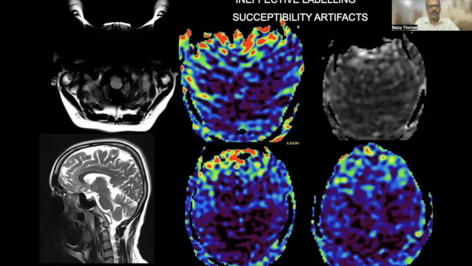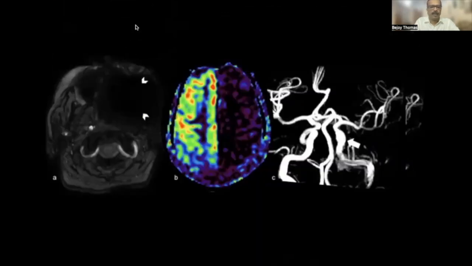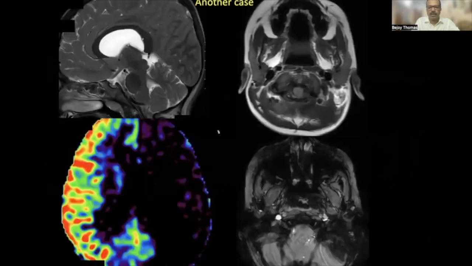And this is what is happening if there are susceptibility artifacts from dental hardware. You can see in the labeling plane, if the susceptibility artifacts are there, there will be very poor labeling, and ineffective labeling leads to very poor perfusion data. And this can happen on one side because of the dental hardware on that side. You can see there is a complete hypoperfusion, and if you do the angiogram it looks okay, and this should not again be misinterpreted. You have to always look at the source images as well as the gradient susceptibility images, and also if possible a 2D PC angiography, to see whether the vessels are normal.